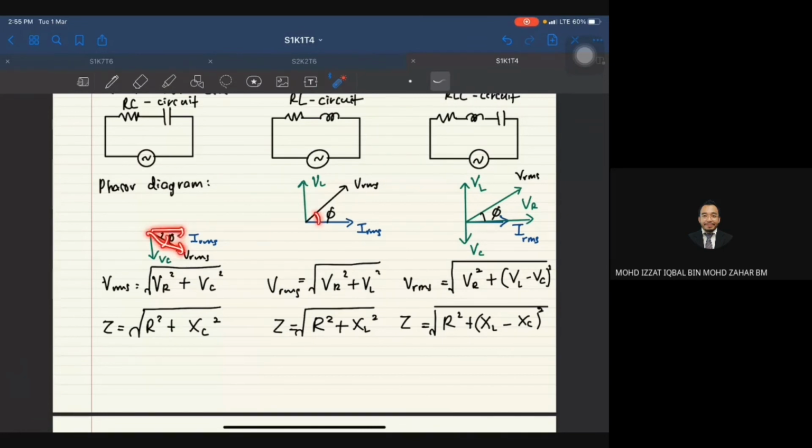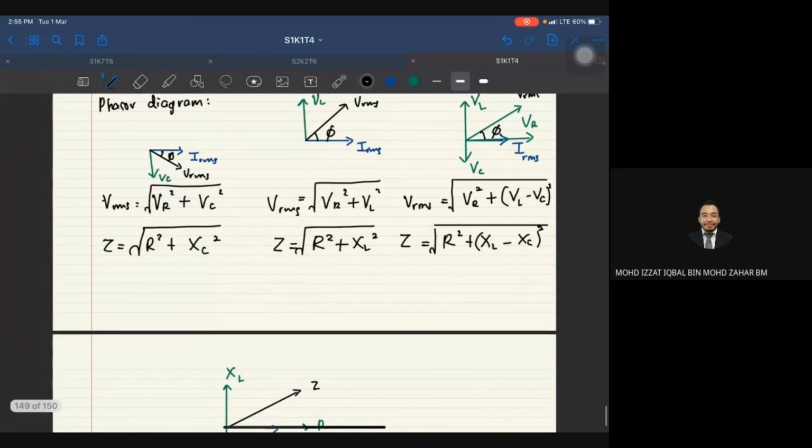Macam mana nak cari nilai phi ni? Kalau saya, saya akan guna nilai cos. Dalam buku nota dia pakai tan, tangent. Kenapa saya pakai cos? Because the last topic when we talk about power and power factor, cos phi is the power factor. Okay, so alang-alang might as well kita pakai cos. Nak pakai tan pun tak ada masalah, mana-mana boleh, sin pun boleh.